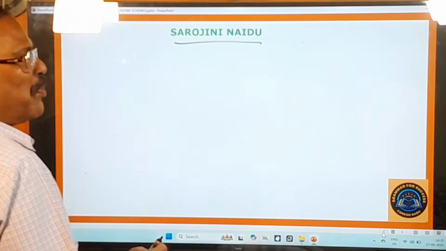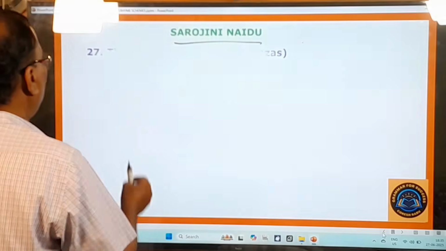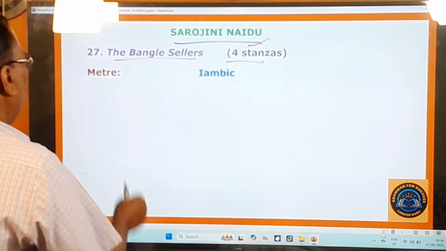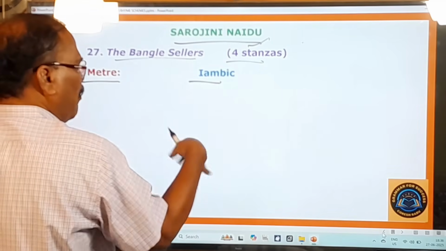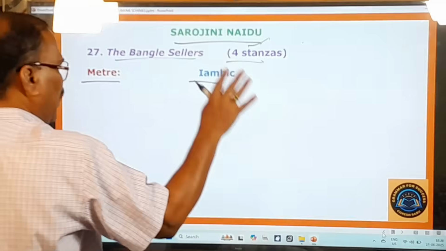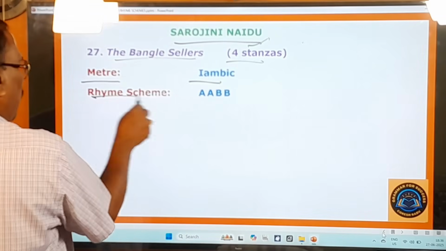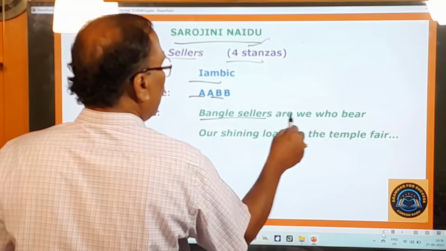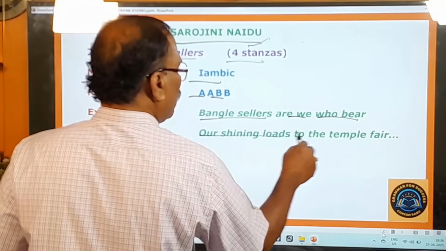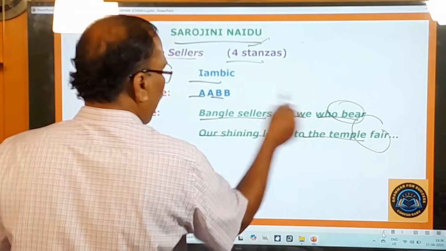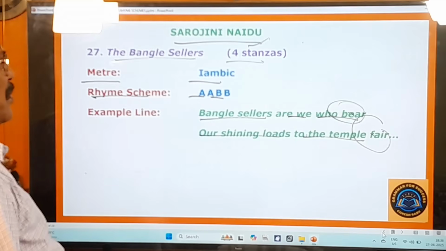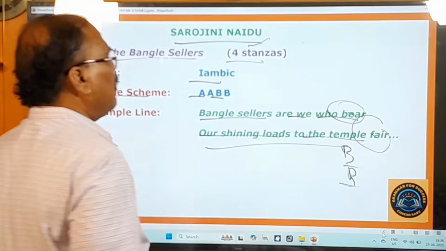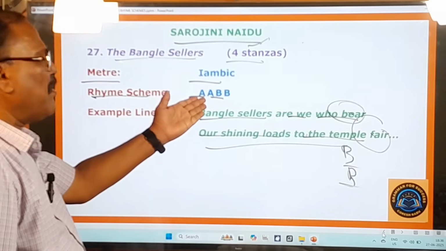Sarojini Naidu. This is the last poem prescribed for you for study. The Bangle Sellers. In this poem, there are as many as 4 stanzas. It's a beautiful poem, and here the meter is iambic pentameter or tetrameter or trimeter or dimeter; some iambic meter is followed. You have to understand that. Rhyme scheme is AABB. One example is given here: Bangle sellers are we who bear our shining loads to the temple fair. Bear, fair, A, B, B, like that. So there are 4 stanzas, each stanza having this pattern.